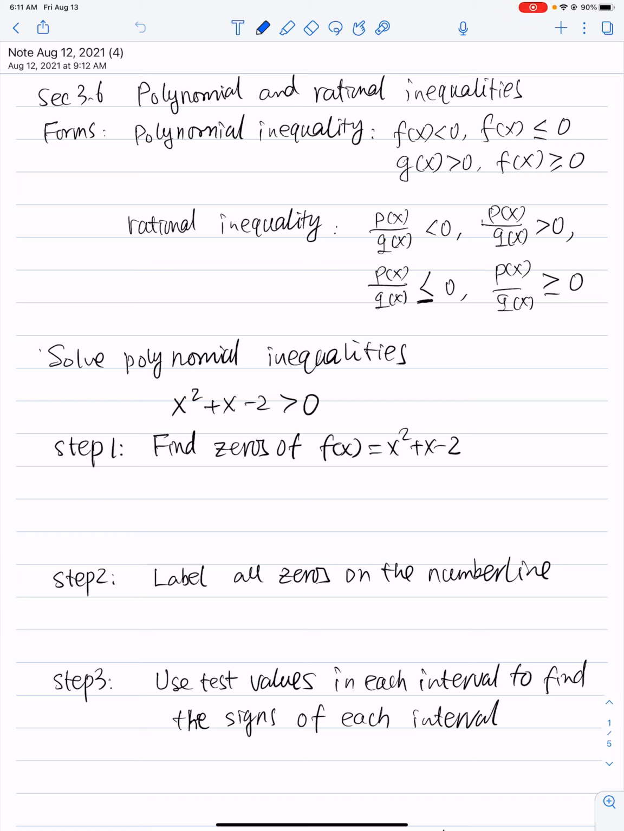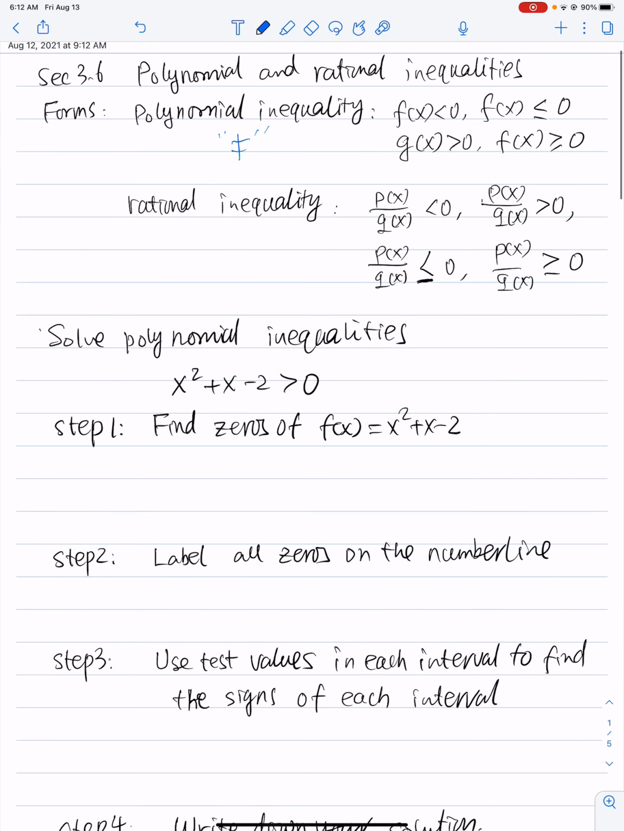So we will talk about polynomial and rational inequalities here. What do we mean by inequalities? We have four forms of inequalities: less than, less than or equal to, greater than, and greater than or equal to. For rational inequalities, we have these too. But we also have one more: not equal to, which we will not discuss here. So these are the four forms that we will pay attention to.